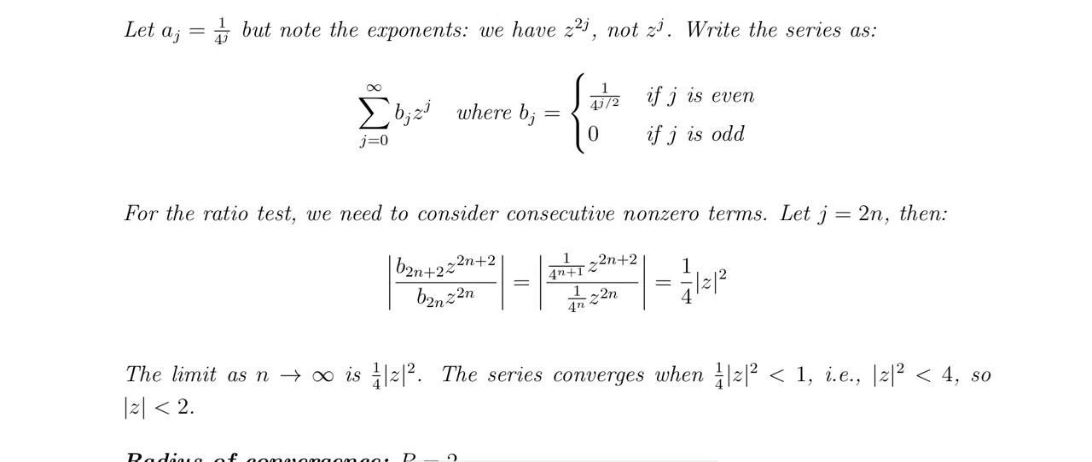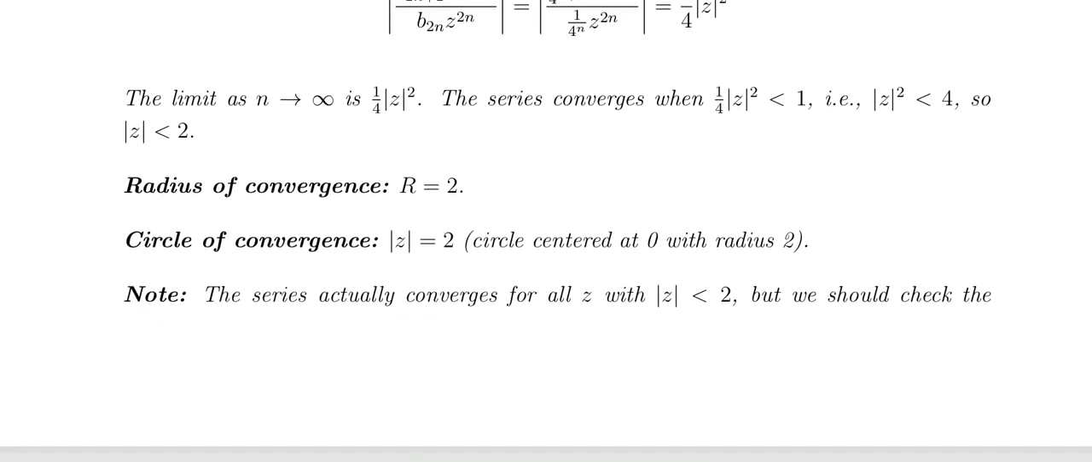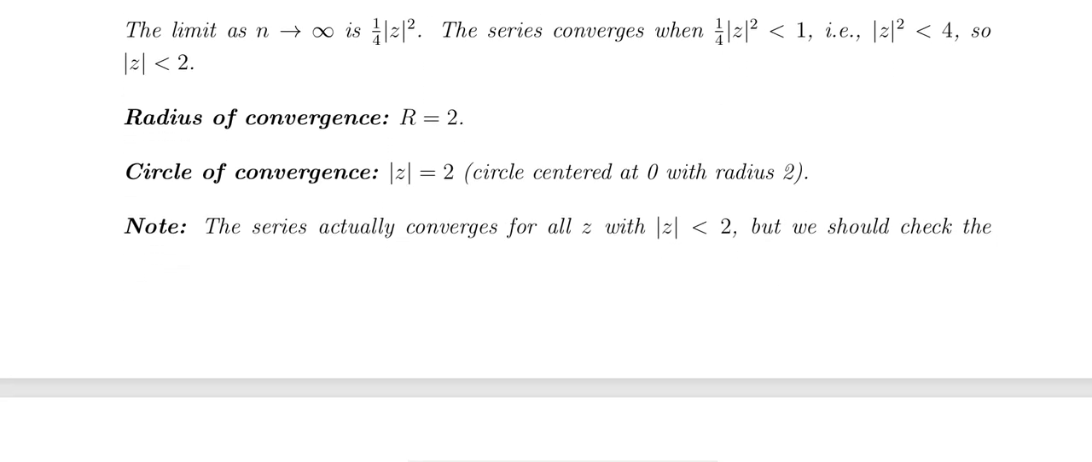In the same way, aj equal to 1 by 4 power j, then it becomes like that. However we take it, the radius of convergence is 2 only. Circle of convergence is mod z equal to 2. That first method is the best one.